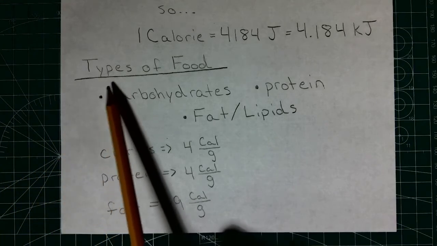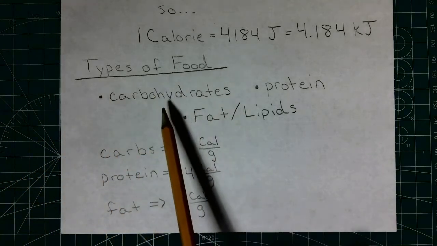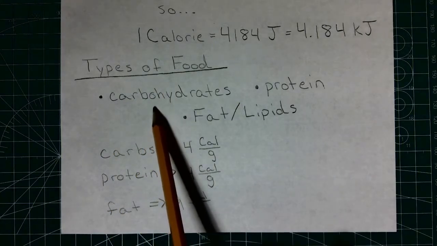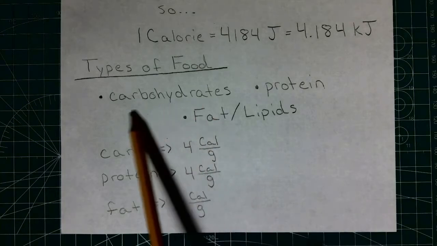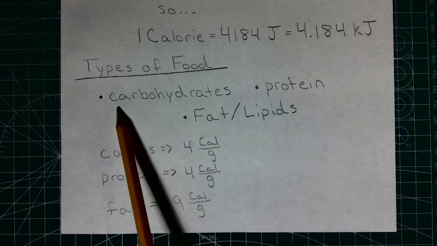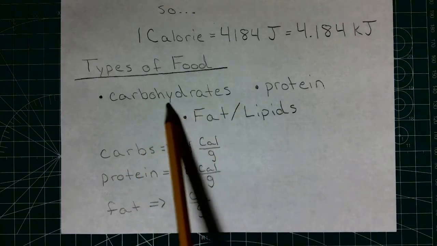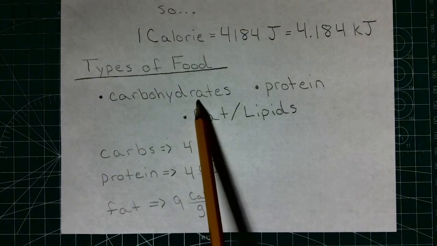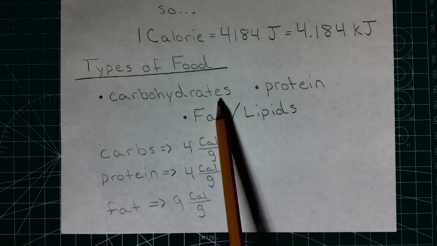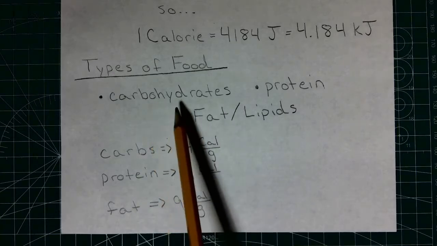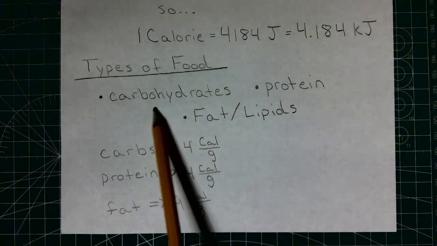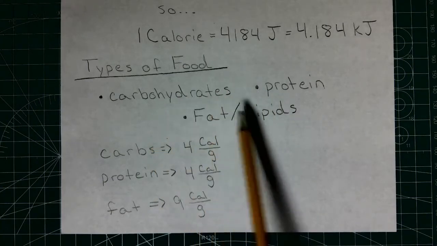Now let's talk about our types of food. There are pretty much in food only 3 different components, and these are really broad categories that include different kinds of molecules and stuff that we're going to find inside living things that we eat. So there are carbohydrates. These are going to include sugars, grain, fiber, both digestible and non-digestible materials, and most plant materials are carbohydrates.